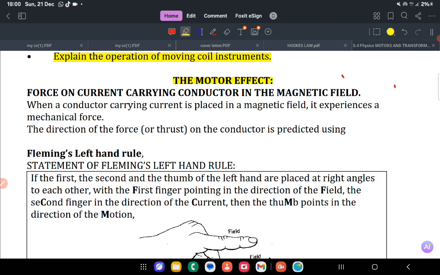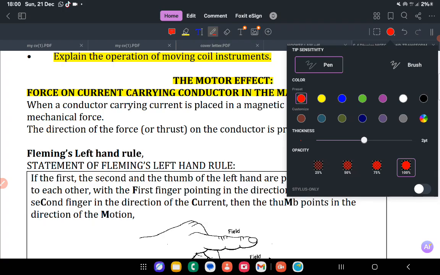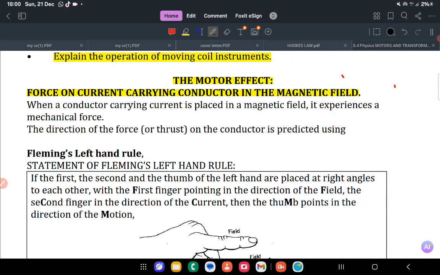All right, in order to understand the motor effect, we are going to look at a force on a current carrying conductor in a magnetic field. A force on a current carrying conductor in a magnetic field. Earlier on, I showed you a diagram, this one.